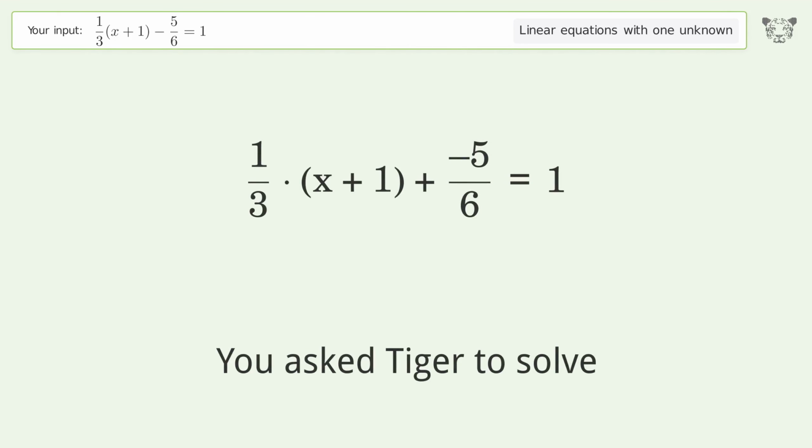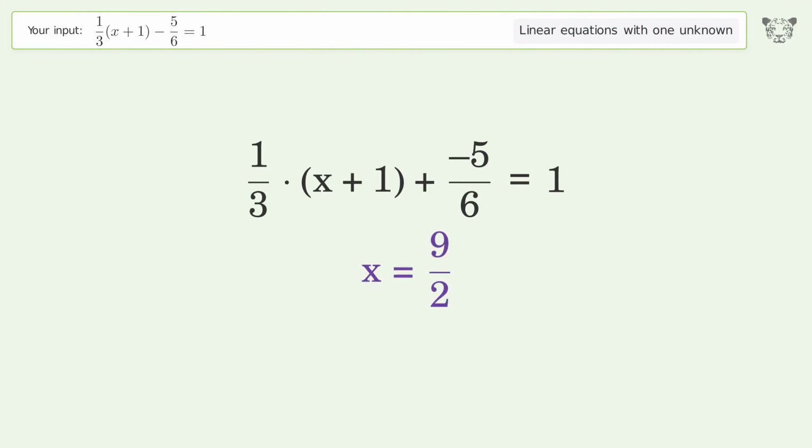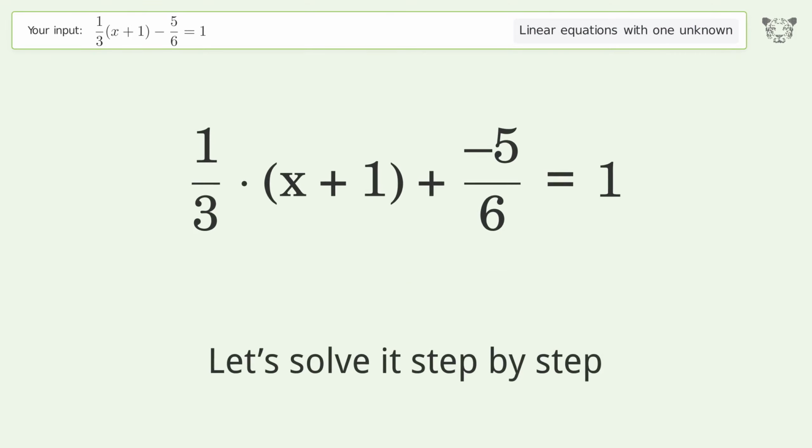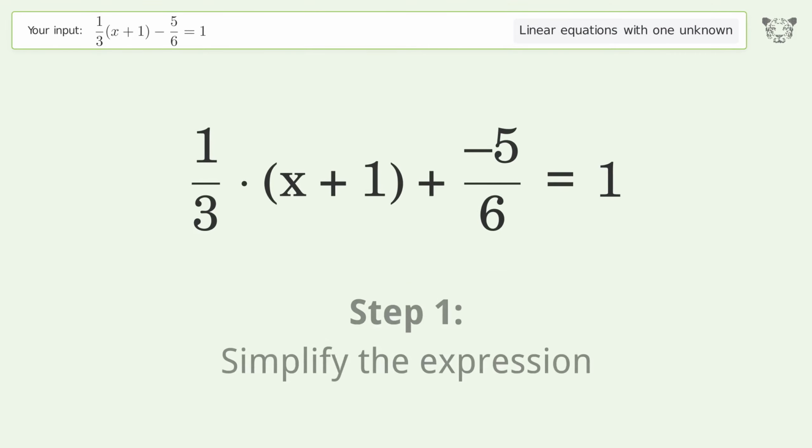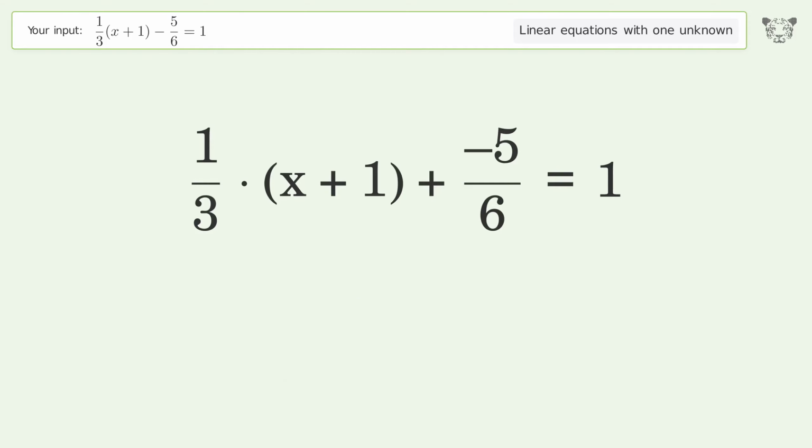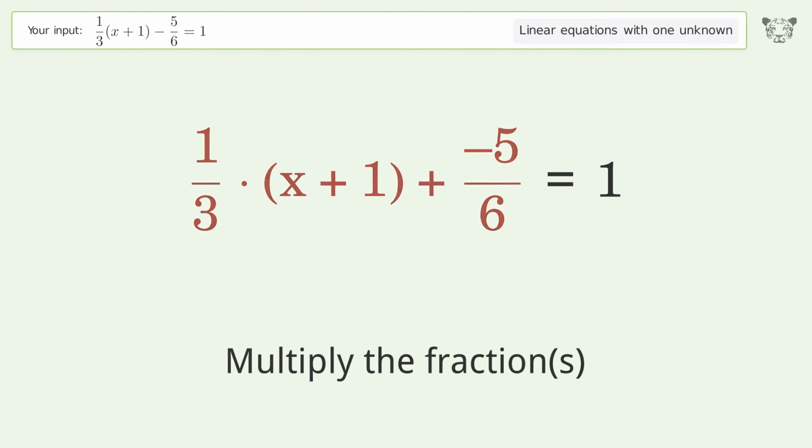You ask Tiger to solve this. It deals with linear equations with one unknown. The final result is x equals 9/2. Let's solve it step by step. Simplify the expression. Multiply the fractions.